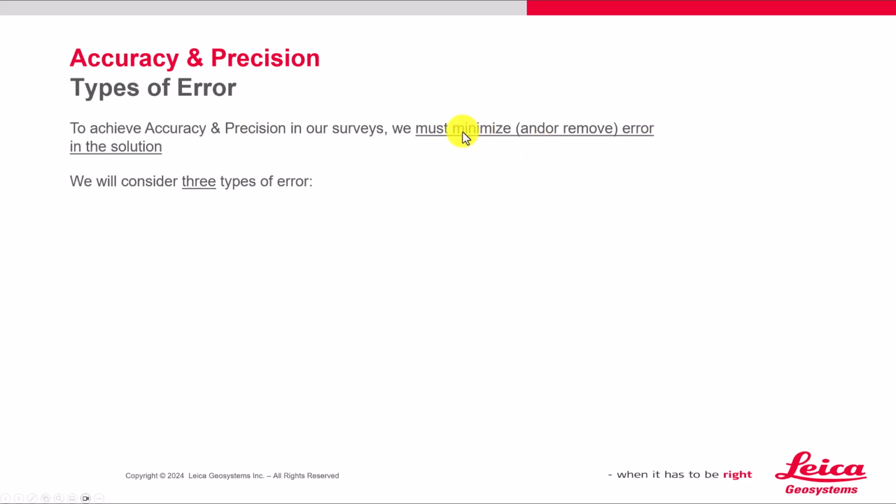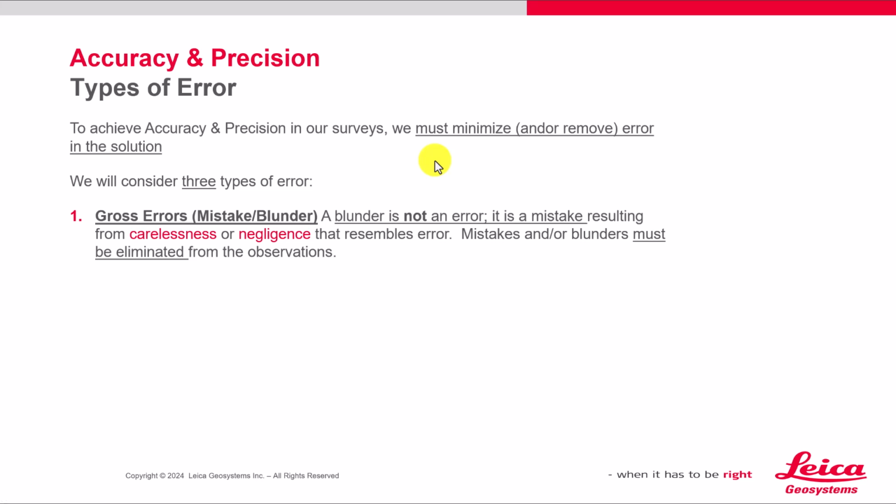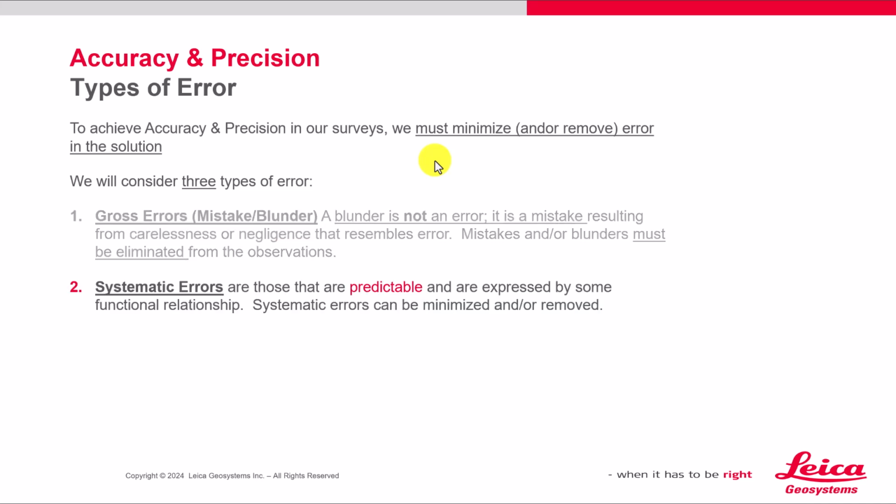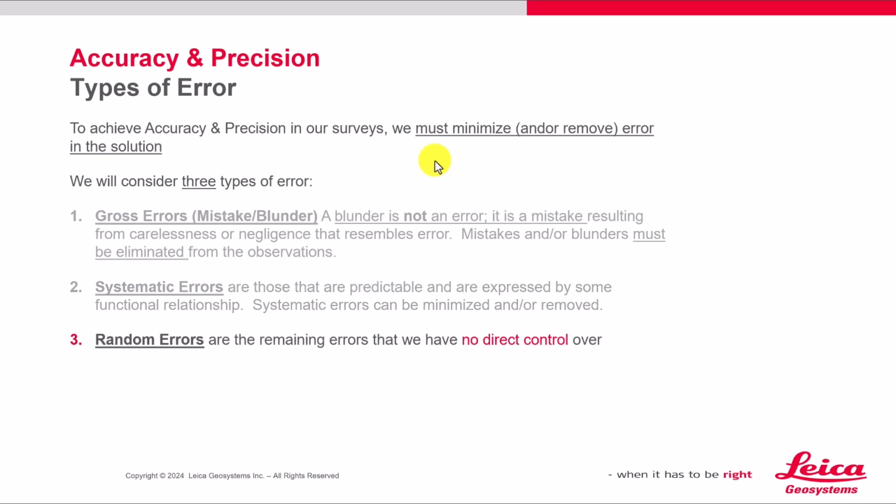So types of error that we have, of course, we must minimize and or remove the error in the solution. The three types of error that we commonly talk about are gross errors or mistakes and blunders. A blunder is really not an error. It's a mistake resulting from carelessness or negligence, and they must be eliminated. Systematic errors are predictable. And those are kind of the ones we like because we can fix them due to the functional relationship. They can be minimized or removed. Random errors, not much we can do about. There's no control over it other than good procedures help us overcome that, and redundancy.